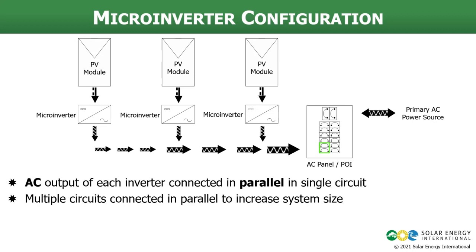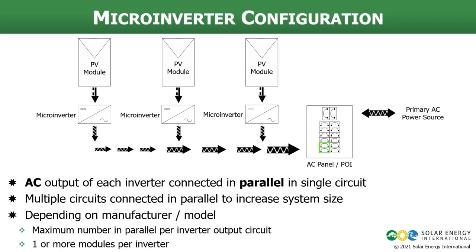And typically we're going to have multiple circuits of microinverters connected in parallel to increase your system size. So you might have one circuit of 10, and then you might decide you want one circuit of 8, and that's totally acceptable depending on the actual equipment itself. You might have any variety of different number of microinverters connected in parallel in a single circuit, but depending on the manufacturer and the model of that equipment, there will probably be a maximum number that you can connect in parallel per the manufacturer. So that's a limitation that you'll want to check out.